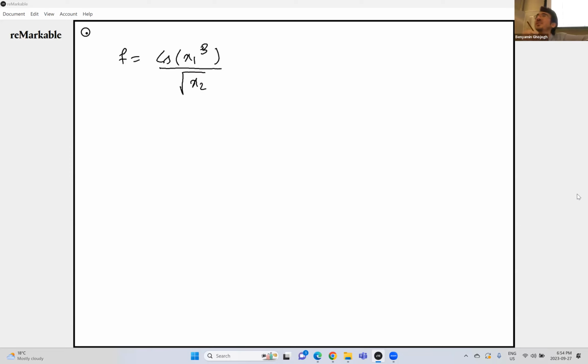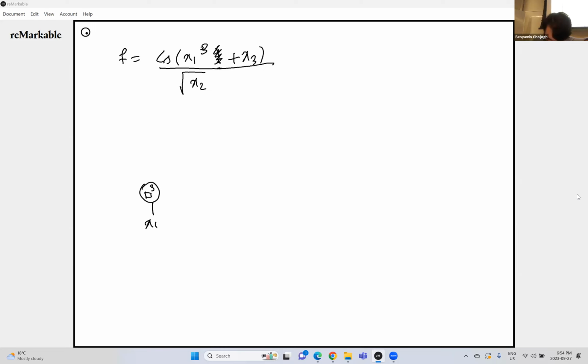Okay, I want to represent this function as a tree. So first, I start from the bottom of the tree for you to understand. For example, I have x1. Then I have the to the power of 3 operator. It gets x1. Okay, then let's make it a bit more complicated: plus x3 inside the cosine.